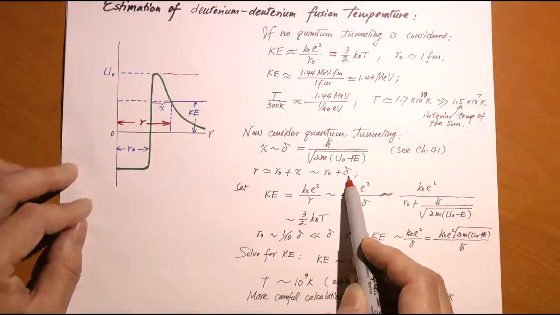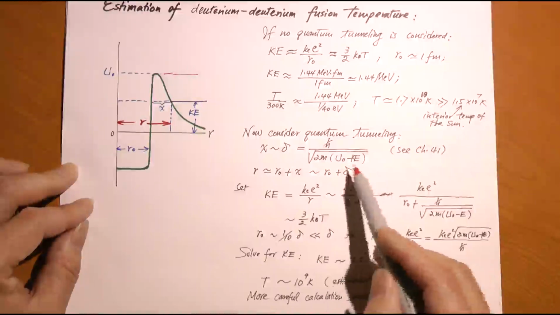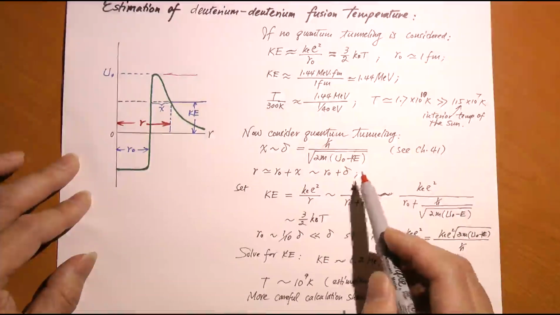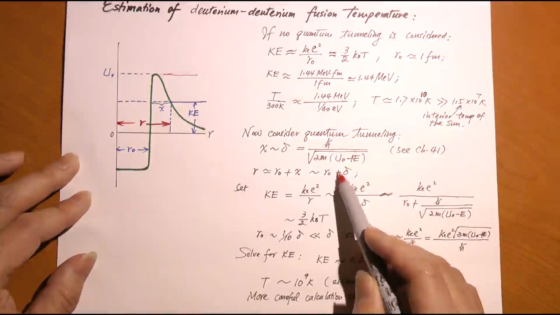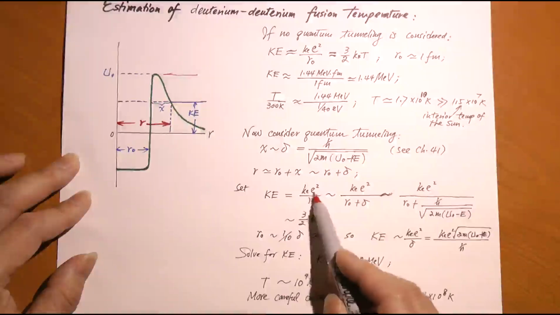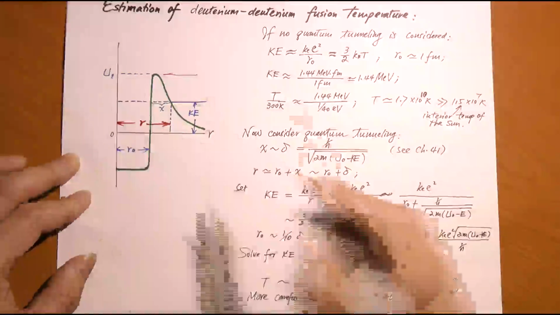And it turns out delta is considerably longer than r naught, which is the wind Fermi. You can verify that after you get the value for delta later. Delta is roughly about 10 times as much as r naught. So we can roughly ignore r naught. Therefore the kinetic energy can be recalculated as ke squared over r, not ke squared over r naught. This is r. That is r naught.